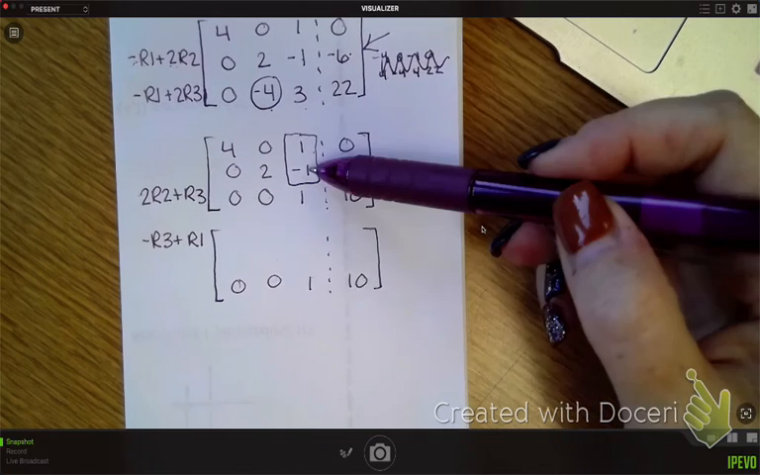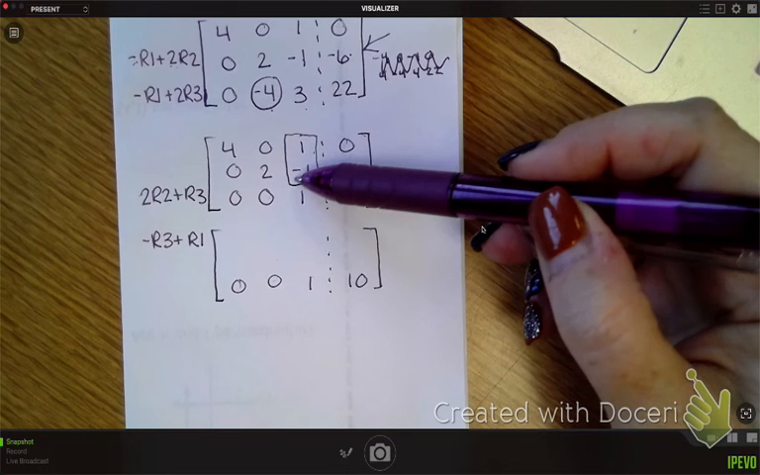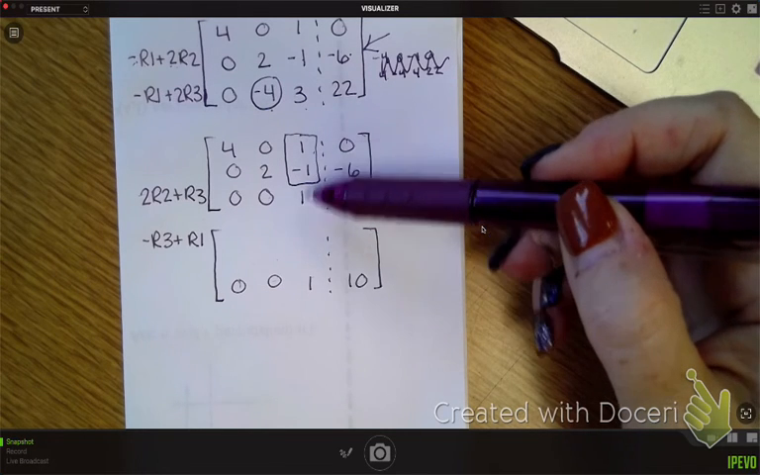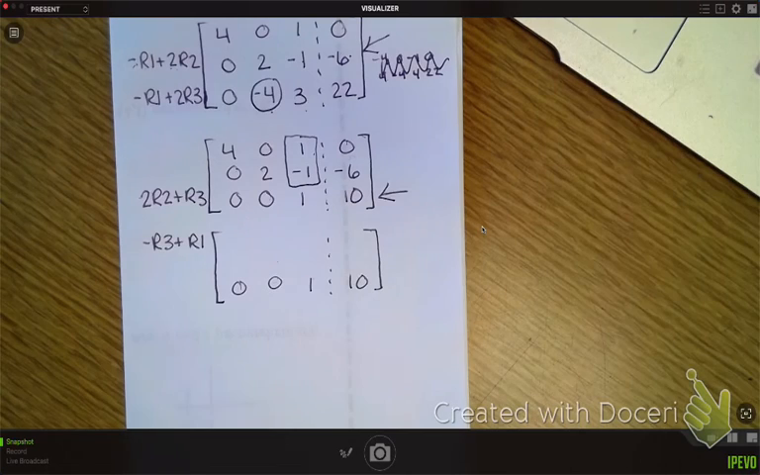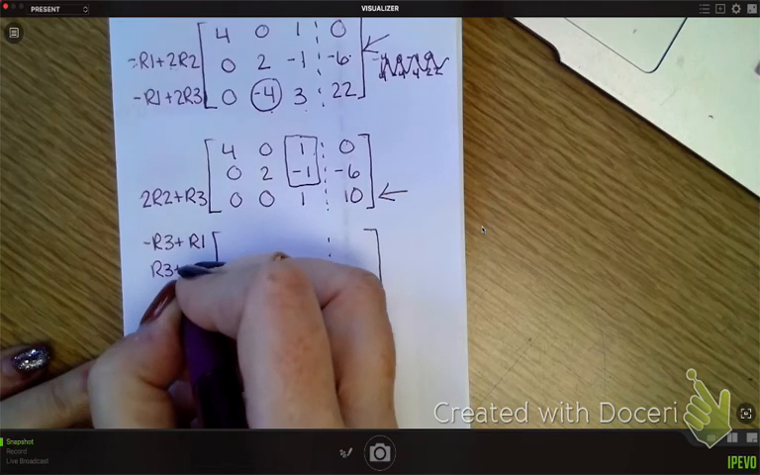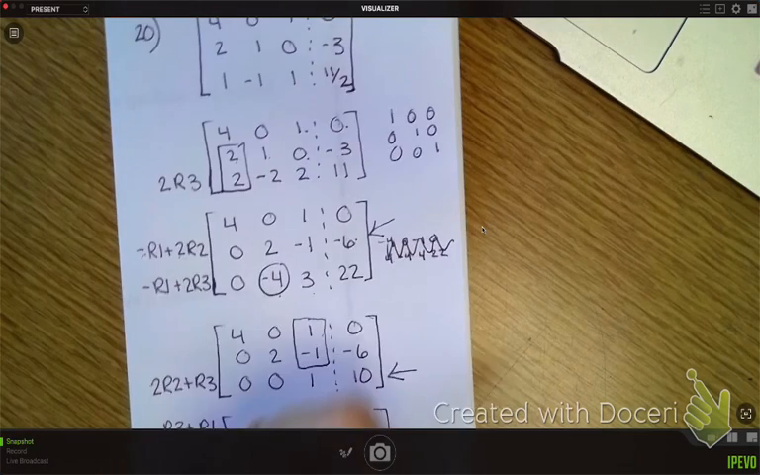Now what am I going to do with these two to get rid of it? Do I have to do anything but combine them? I have negative 1 and 1 already. All I have to do is what? R3 plus R2. I don't need to do anything to them because they're ready to go. So do it.